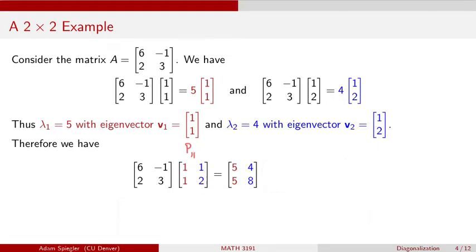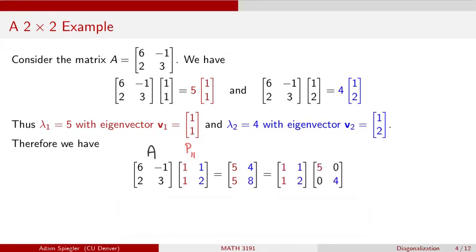And because (1, 2) was a second eigenvector, this matrix A times this second column of matrix P is going to give me 4 times this column, which is 4, 8. So far, what we can see is that the product of A times P gives us this 2 by 2 matrix, 5, 5 in the first column, 4, 8 in the second column.